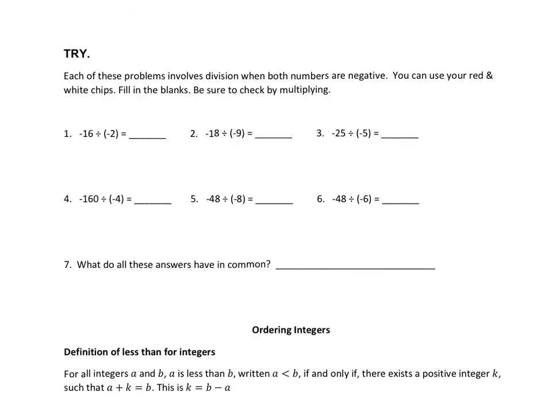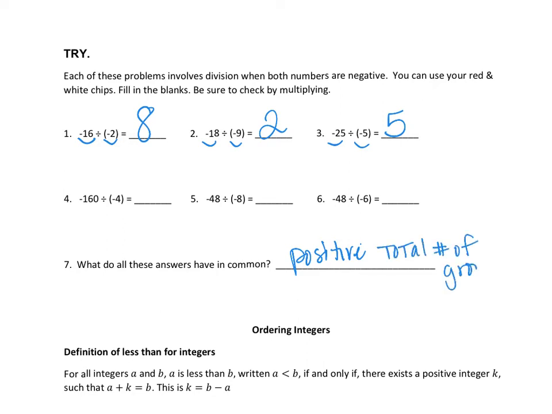So again, we can try this a little bit. You can use your red and white chip idea, but we have 16 negatives and we want to put negative 2 in each group. That would make 8 groups. Negative 18, we have 18 of those negatives and we need negative 9 in a group. That would make 2 groups. 25 negatives and we want 5 negatives in a group. That's 5 groups. So you can see that all of our numbers are coming out to be positive, because that's the total number of groups you can make, which can't be a negative amount.